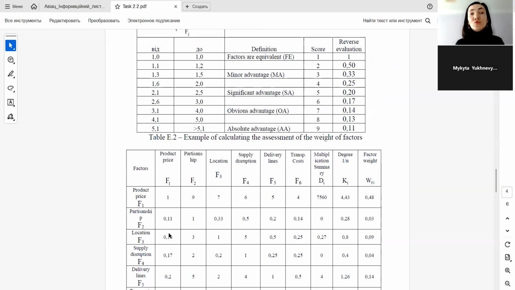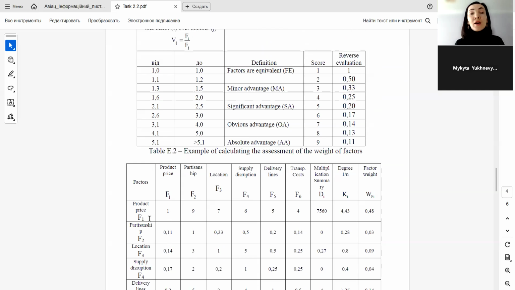Here in our table 2, you find your meaning, please. Here in our table, we have score 9 in the line because first factor to second factor, it is absolute advantage. And into the column, we put the opposite score 0.11 in our example. You find for your variant this meaning. Okay, please find and write it into your table.